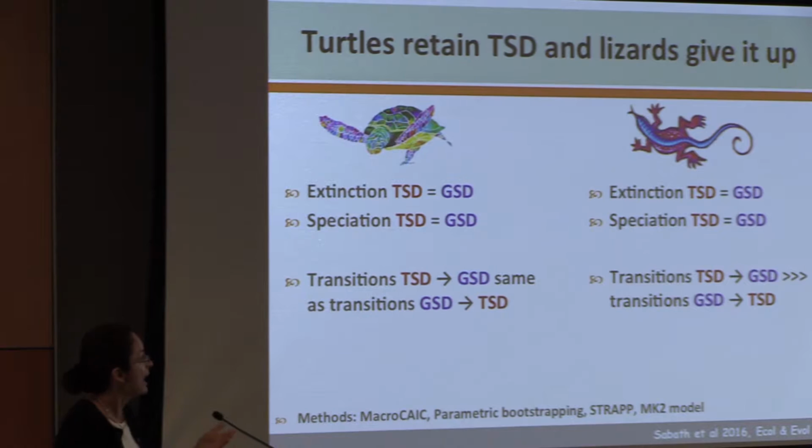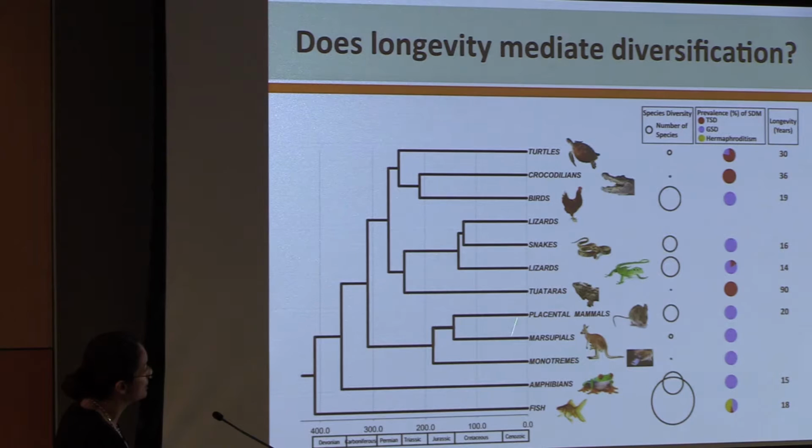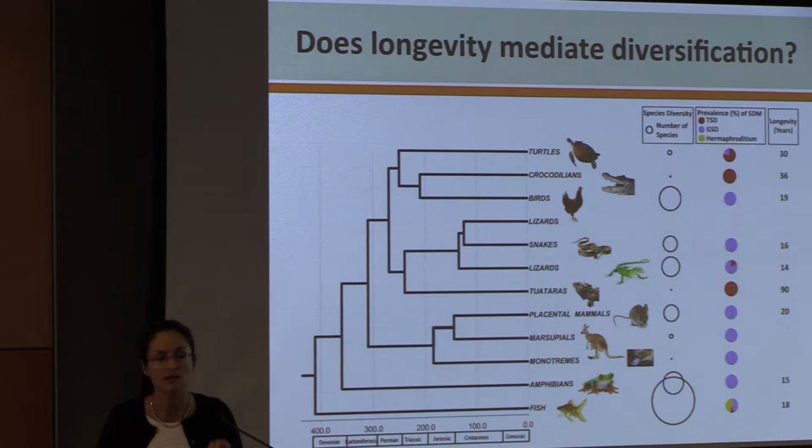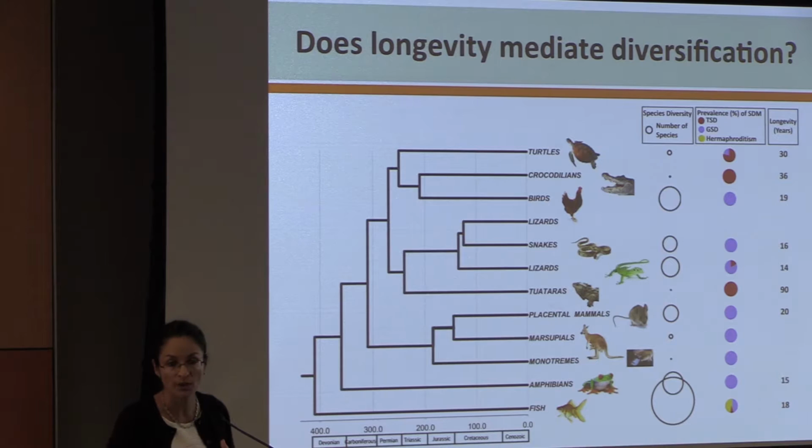And this seems to be related to longevity, because if we look at lineages of vertebrates that have TSD, either exclusively or mostly TSD, like turtles, crocodilians, and tuatara, they are much longer lived than lizards or snakes. And if you think about it, the worst case scenario is you have a TSD species that is annual, and if the season happens to be too cold or too warm and you only produce males or females, you can have the extinction of a population in a single generation, right?